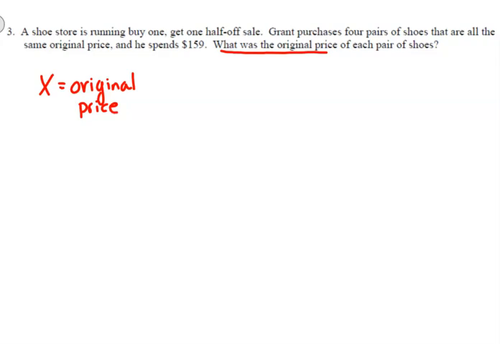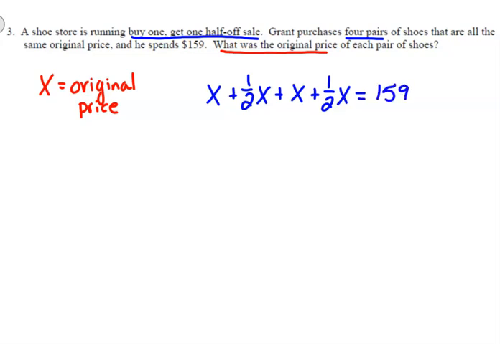When they say that it's a buy one, get one half off, that means the first pair of shoes I buy at the original price X. But the second pair of shoes I buy is going to be half of X because it's half off. It says he bought 4 pairs, right? So this is 1 pair, 2 pairs. So now the third pair is full price. And the fourth pair would be half again. They told us his total was $159.